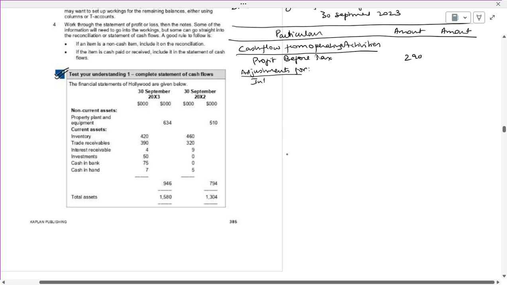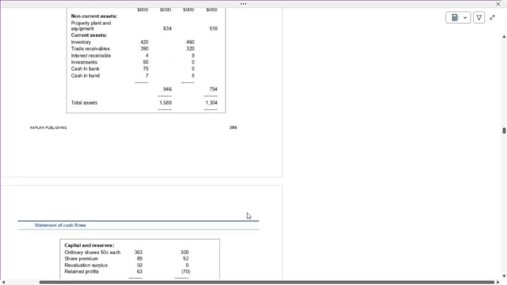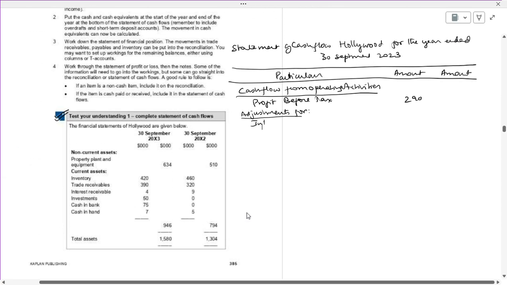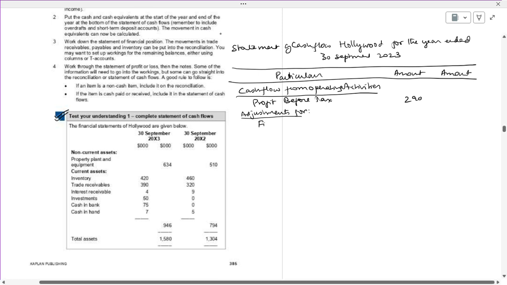What have they mentioned? They have mentioned finance cost. Write the finance cost only. There is no problem if you write interest also. How much is the finance cost? Finance cost is 19. Initially we have to add it. Next, what is there?